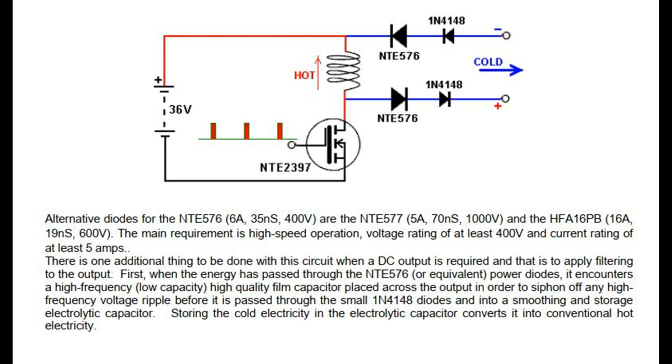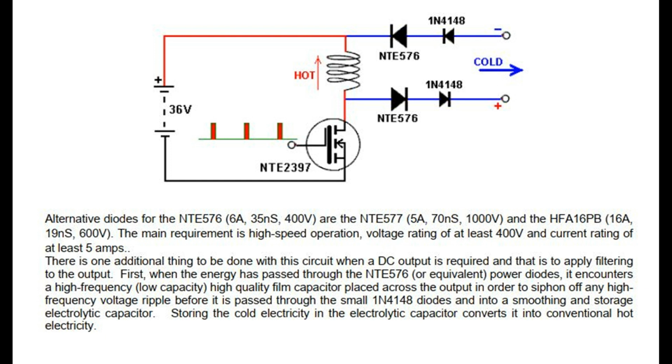Alternative diodes for the NTE576, 6A, 35NS, 400V, are the NTE577, 5A, 70NS, 1000V, and the HFA16PB, 16A, 19NS, 600V. The main requirement is high-speed operation, voltage rating of at least 400V and current rating of at least 5 amps. There is one additional thing to be done with this circuit when a DC output is required, and that is to apply filtering to the output.